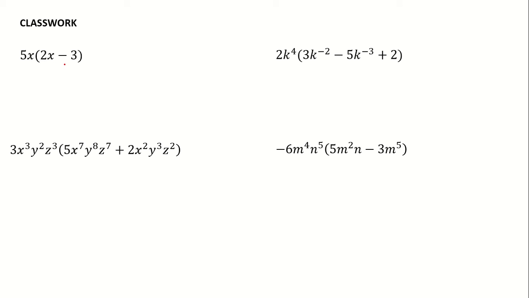Inside this bracket here, I have 2x minus 3. Are those like terms? They are not like terms. Why aren't they like terms? Because they don't have the same variable. And even if they had the same variable, the exponents of those variables are not the same. In this case, they don't have the same variable because 3 doesn't have x at all.